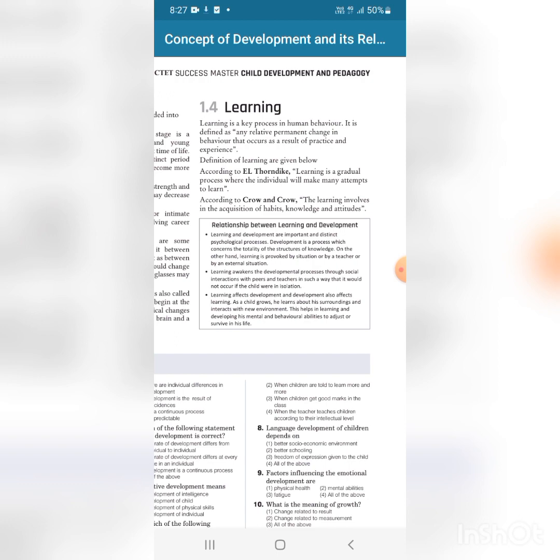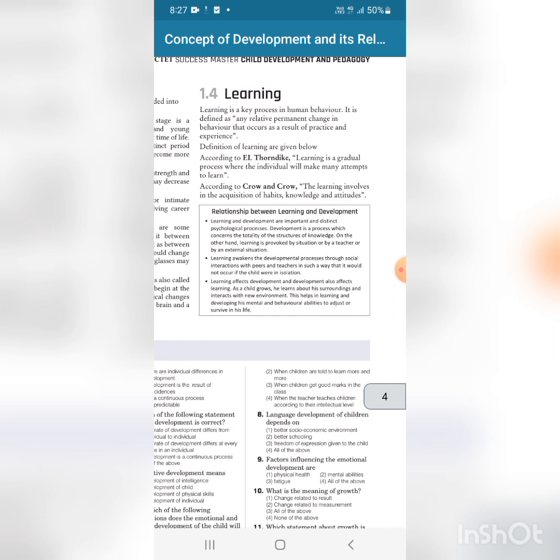Learning affects development, and development also affects learning. As a child grows, he learns about his surroundings and interacts with new environment. This helps in learning and developing his mental and behavioral abilities to adjust or survive in his life.